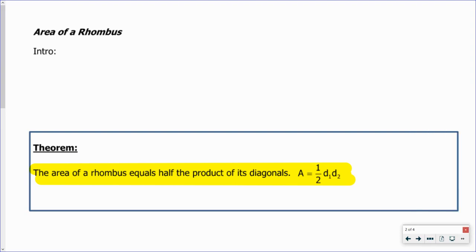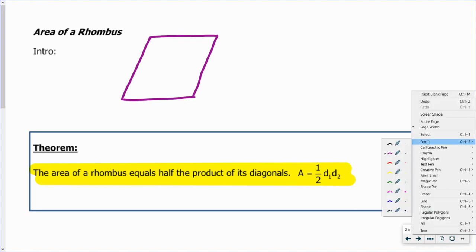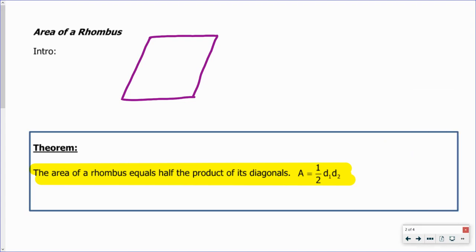So let's prove this here. Again, the area of a rhombus equals half the product of its diagonals. So let's check this out. I'm going to draw the best drawing of a rhombus that I can produce here. And I'm going to label the vertices just so it makes it a little bit easier for us to talk about the diagram. All right, now I'm going to draw in the diagonals. So I'm going to draw the diagonal from A to C.